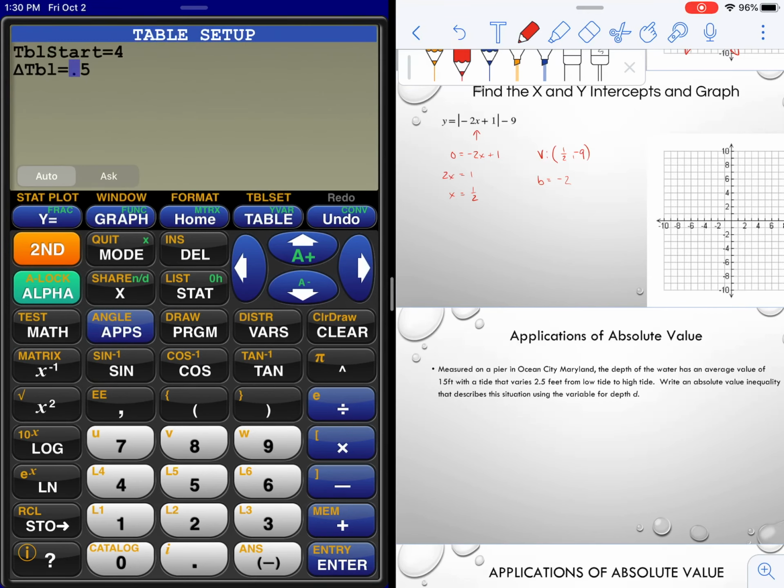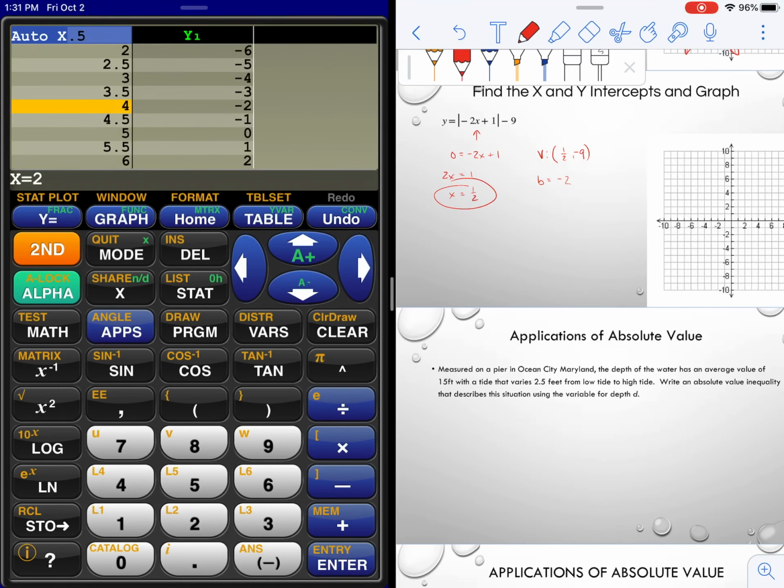Normally I have the delta table, or the change in X value, set at 1, but for this, because we had an X value of our vertex at 1/2, I thought it was more advantageous to have that at 0.5. So if I take a look here, and again, I'm able to just, by touching and dragging, move these values.